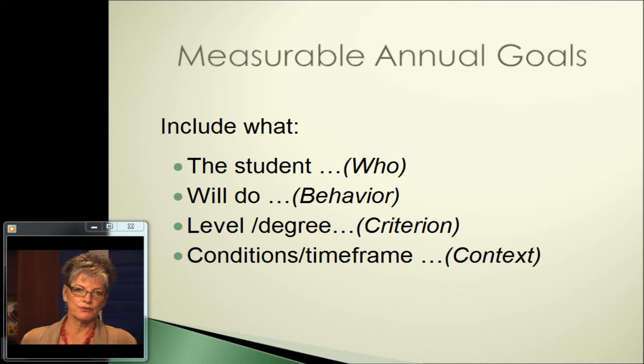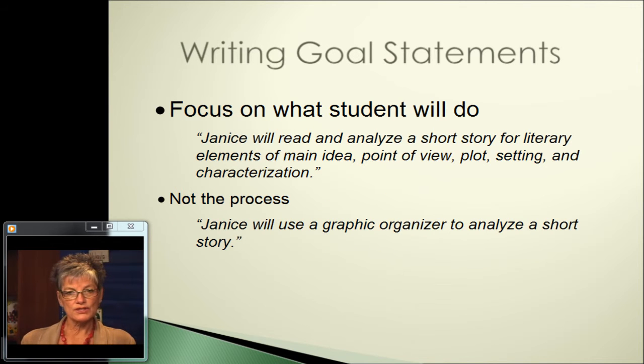So how do we then go about writing goal statements? We want to focus on what the student will do, not so much how the student will get there. For example, here's a statement about Janice. Janice will read and analyze a short story for literary elements of main idea, point of view, plot, setting, and characterization. In this case, that is expectations. Those expectations of main idea, point of view, plot, setting, and characterization are directly out of the expectations of the general curriculum. Notice I said that she will read it and analyze a short story.